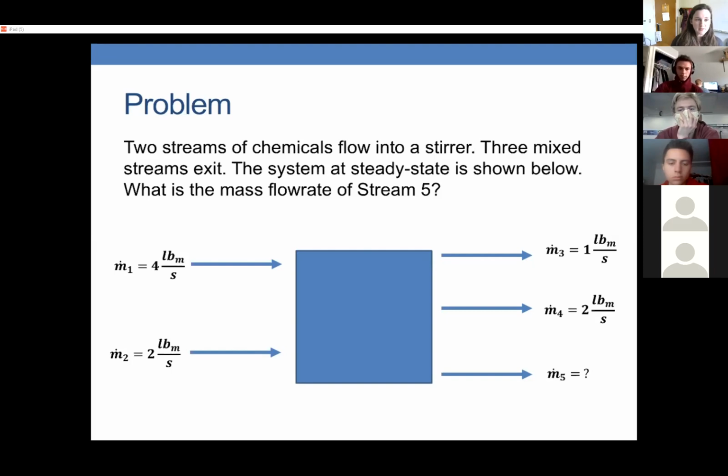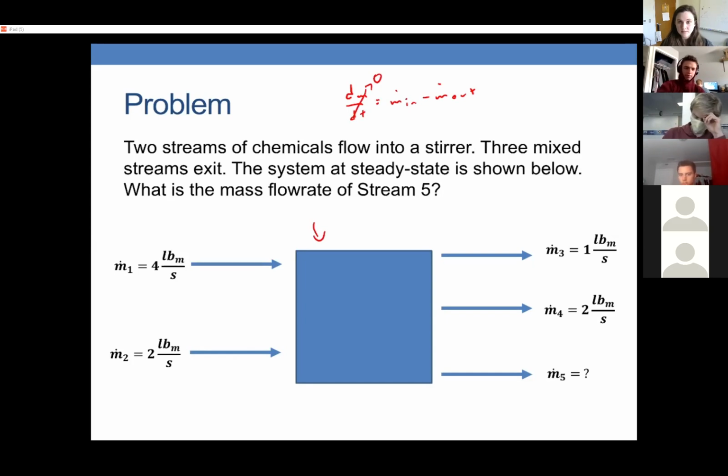Okay, as I said, pretty simple, and you were able to do that so quickly because this was a steady state problem. So what does it being steady state mean? Your in equals your out. It means m dot in equals m dot out because it's steady state, there's no accumulation. What would be our control volume here? The stirrer, right? So the mass inside that stirrer is not going to change with time.